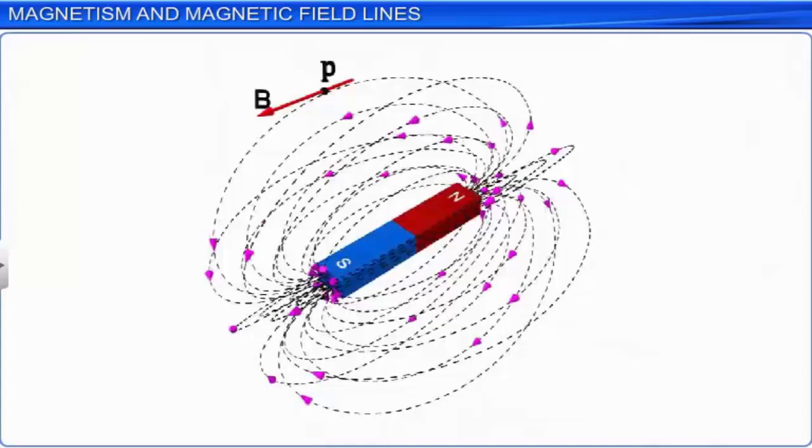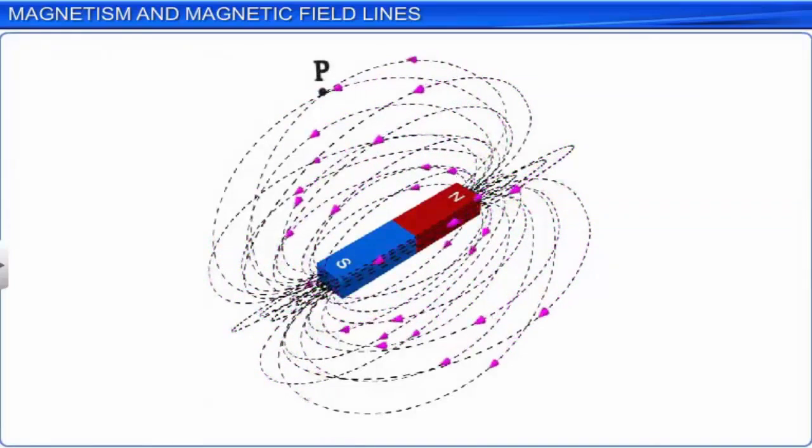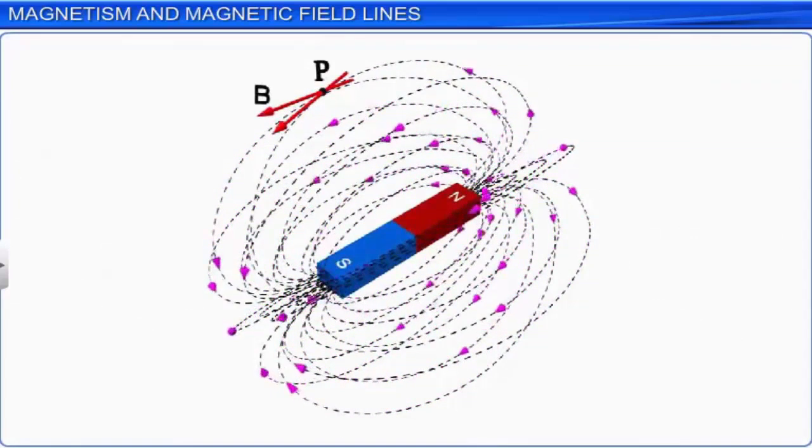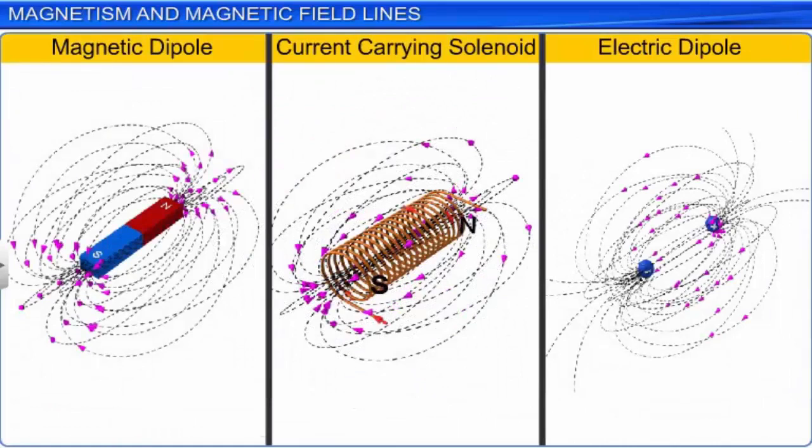The magnetic field lines never intersect each other, because the resultant magnetic field at a point has only one direction. If we assume that two magnetic field lines intersect at a point, then the resultant magnetic field at that point would have two different directions, which is not possible. The magnitude of magnetic induction, which gives the strength of the magnetic field, is obtained by the number of field lines passing normally through a given area.